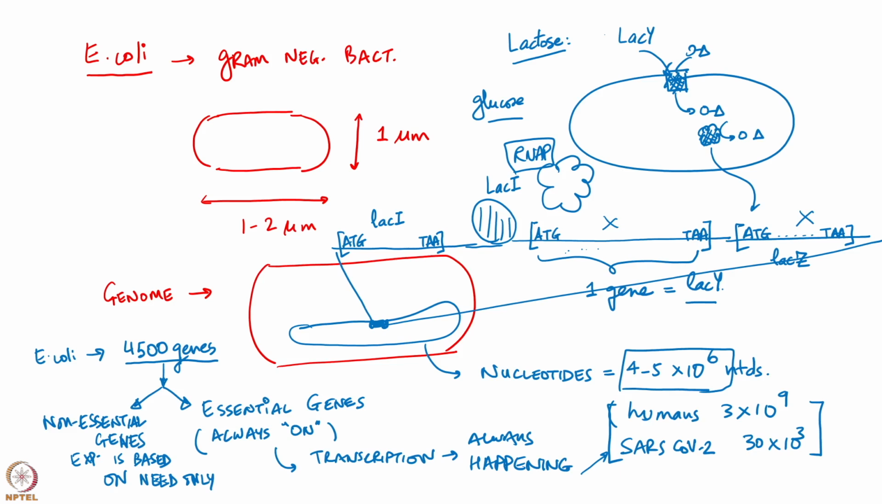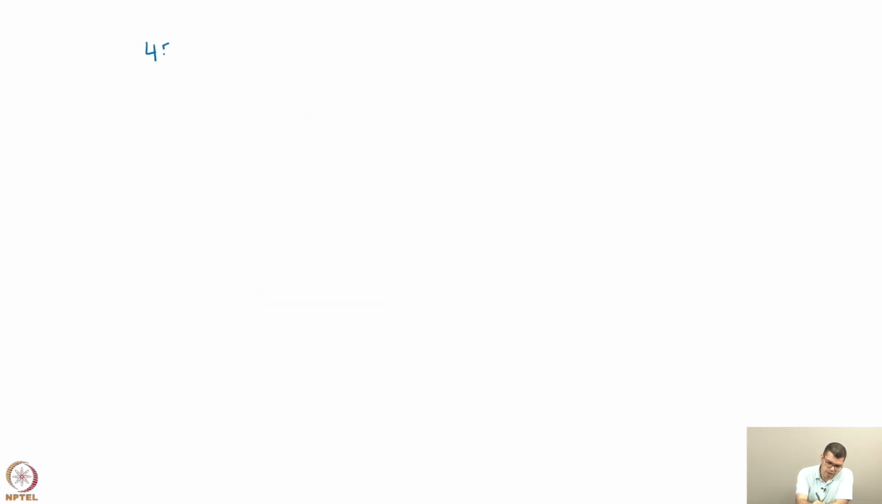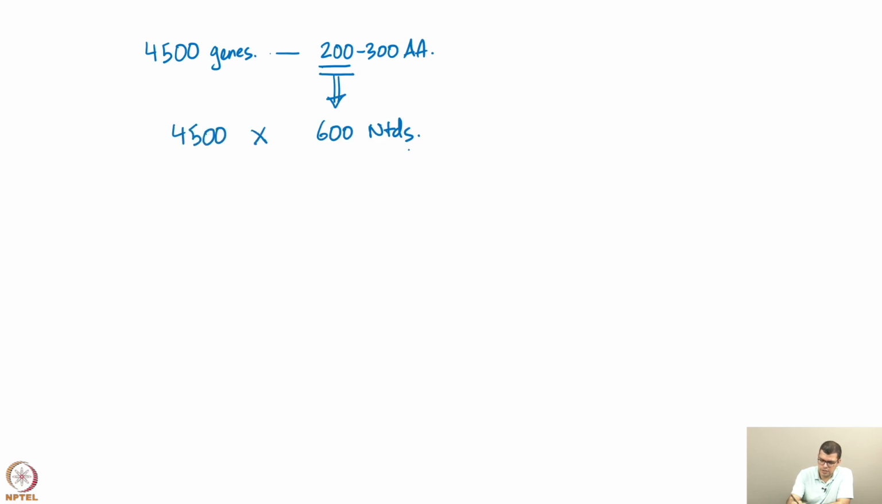Okay. So we know that E. coli has 4,500 genes or so. Typical length of a gene we saw was 200 to 300 amino acids. Let's imagine that the mean length is about 200. This is just for example. So, which means that the genes corresponding to it were 600 nucleotides, and this is 4,500 such genes, each of 600 nucleotides.